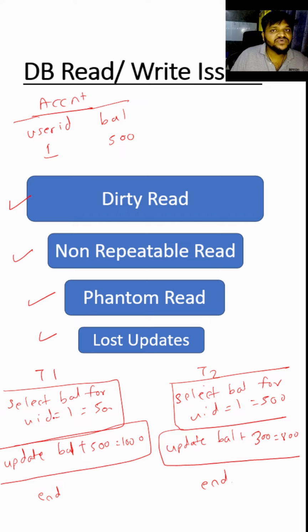So let's say transaction 1 is committed first, then my balance is 1000. But then transaction 2, after that, is committing, so the 1000 is getting replaced, and now the new balance is 800. So this is called the lost update. One transaction's write is overwriting the second transaction's value. This is called the lost update.